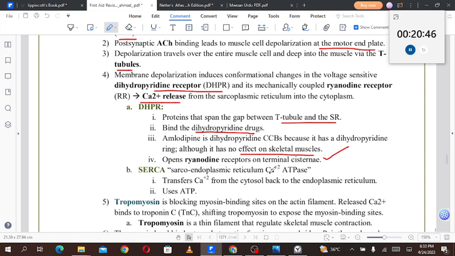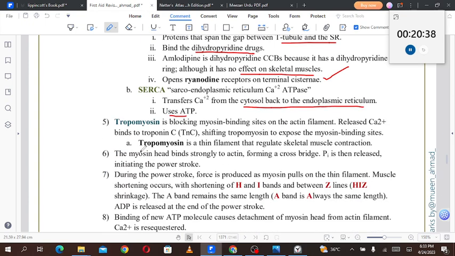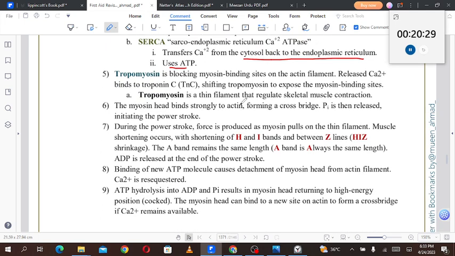SERCA, that is sarcoplasmic reticulum calcium ATPase, transfers the calcium from the cytosol back to the sarcoplasmic reticulum, and it uses ATP for that. Okay, got it. Then tropomyosin. Tropomyosin is blocking the myosin binding site for the actin filament.